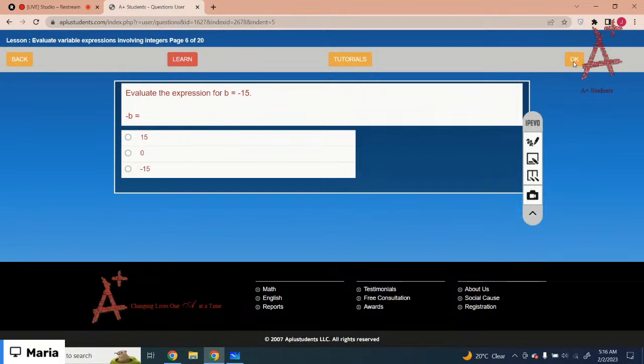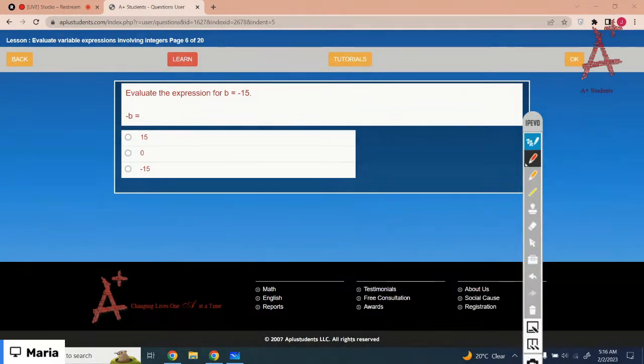Okay, the next one is evaluate the expression for b equals -15. You just have to replace the b with a value. The expression has a negative sign, and b has the value -15. Negative times negative makes positive. So it would be 15. Got it? So the correct option is 15.